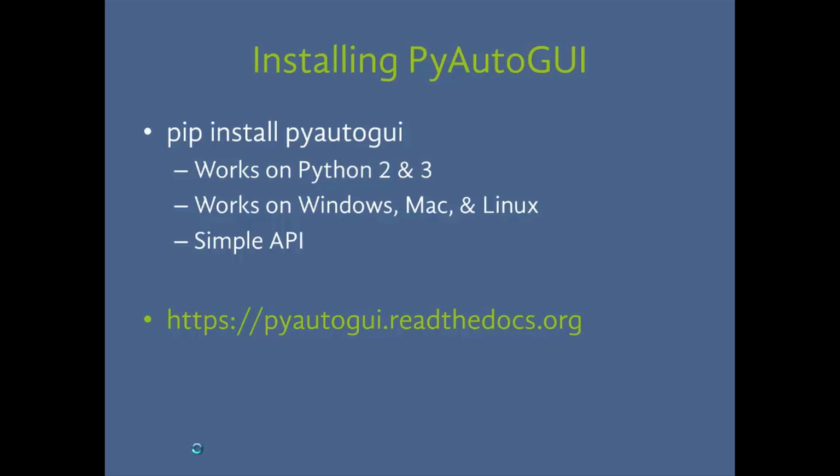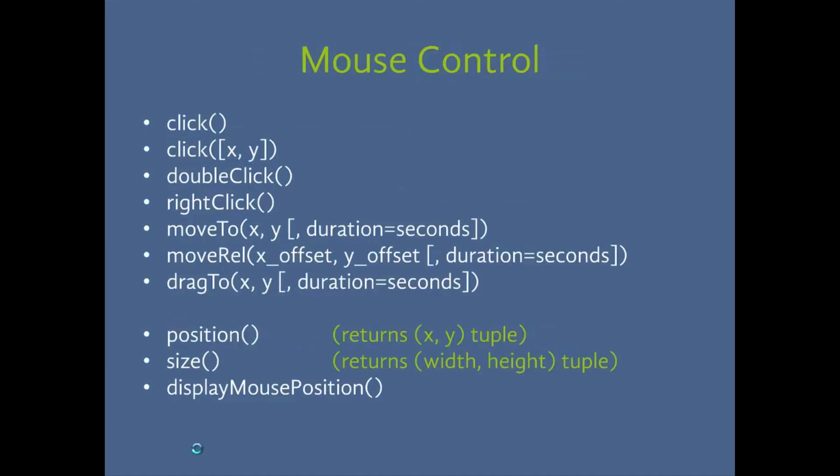So here are all the functions for controlling the mouse. If you want to click the mouse wherever it is, you can just call pyautogui.click. If you want to click somewhere on the screen, you can just pass XY coordinates there. And it has things for double click and right click. The click function itself has all sorts of keyword arguments to do fancy sorts of clicking, but these are all just the basics. And 99% of the time, that'll be all you need.